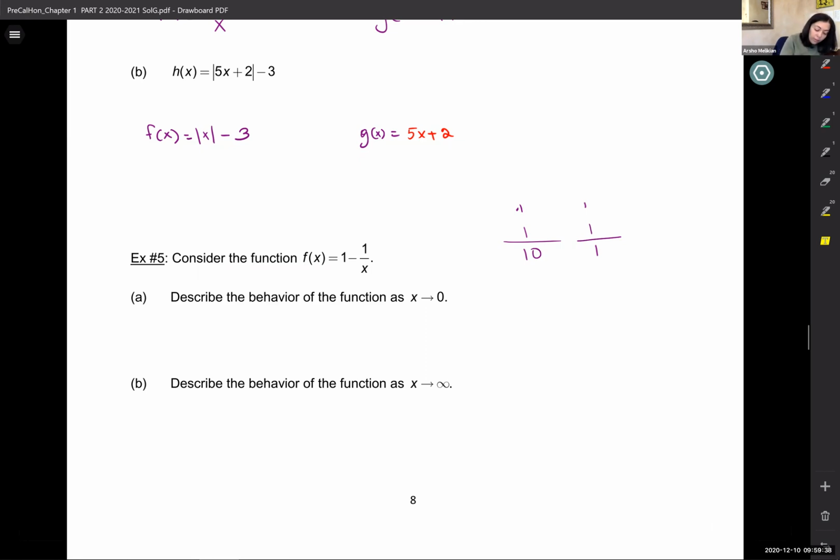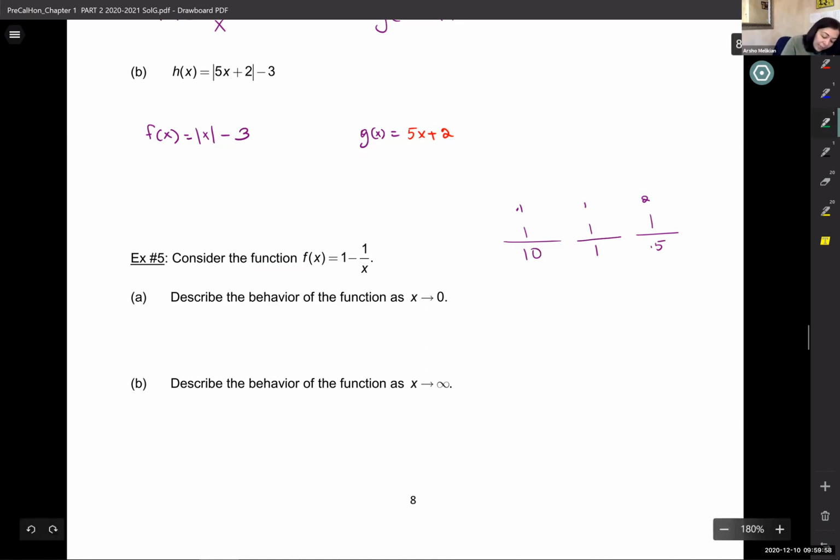Okay, now, what if I make it even smaller? What if I do 1/0.5? What's my fraction now? 1/0.5 is a 2, right? What if I make it even smaller, right?